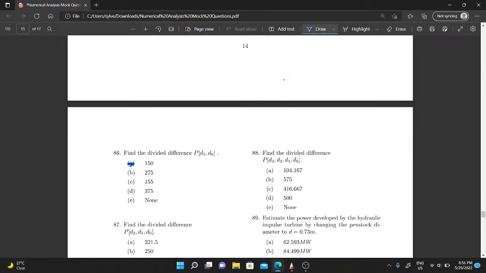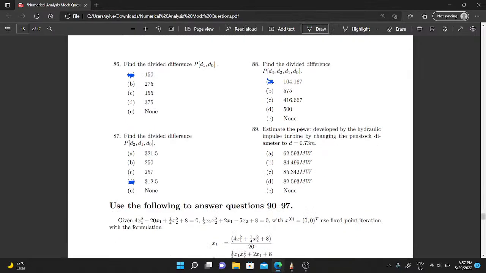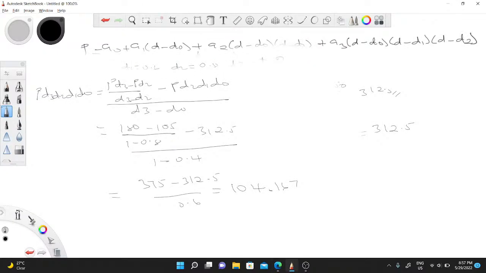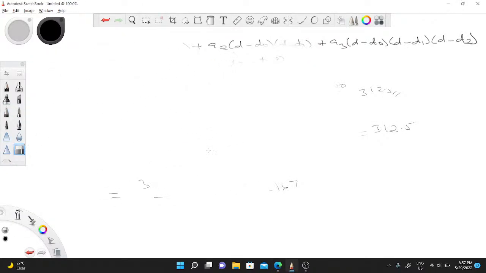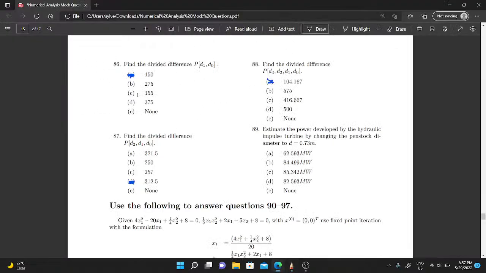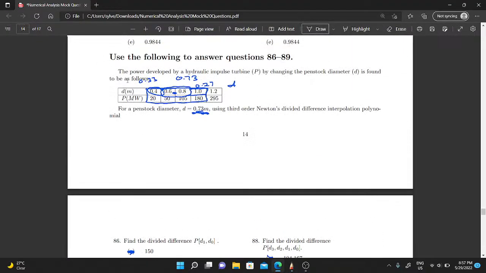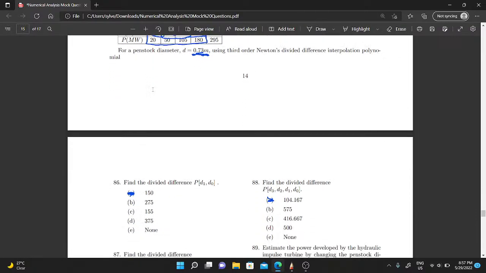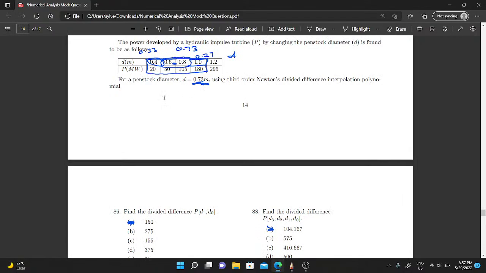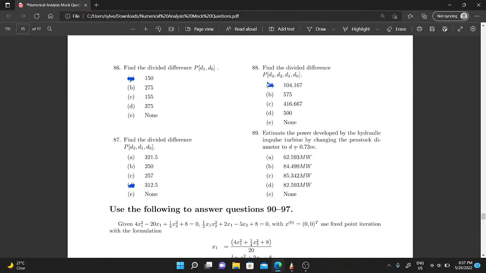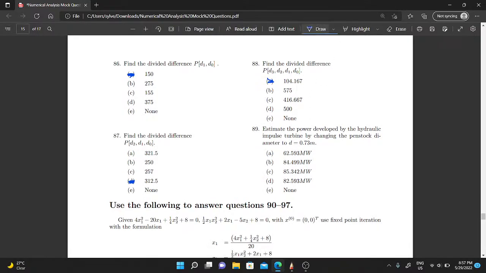All right. So we've gotten our values for this. Now we have to estimate the power developed. After getting all these values, all you have to do is write your power equation by placing the A0, A1, A2, and A3. Your A0 is equal to your P(D0), which is 20. It will just be 20 plus 150, and the expression continues. Then you replace D with 0.73 meters, and that will give you a value of 82.593 megawatts. And that ends that question.